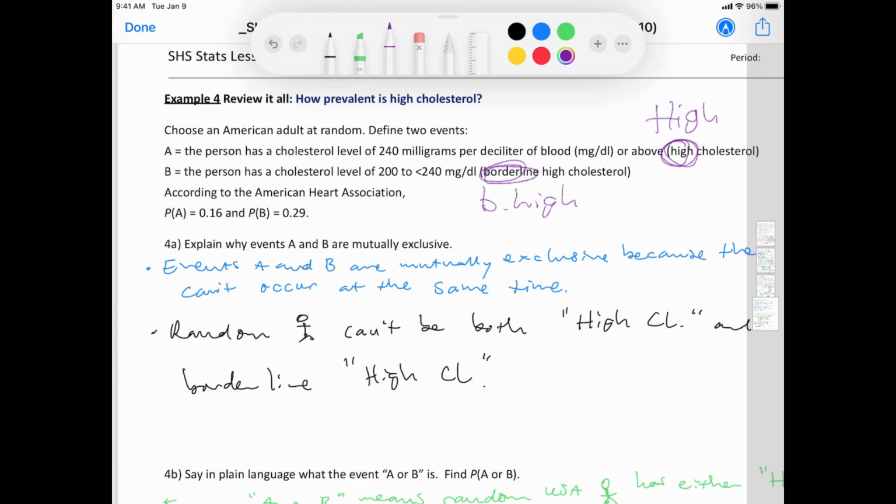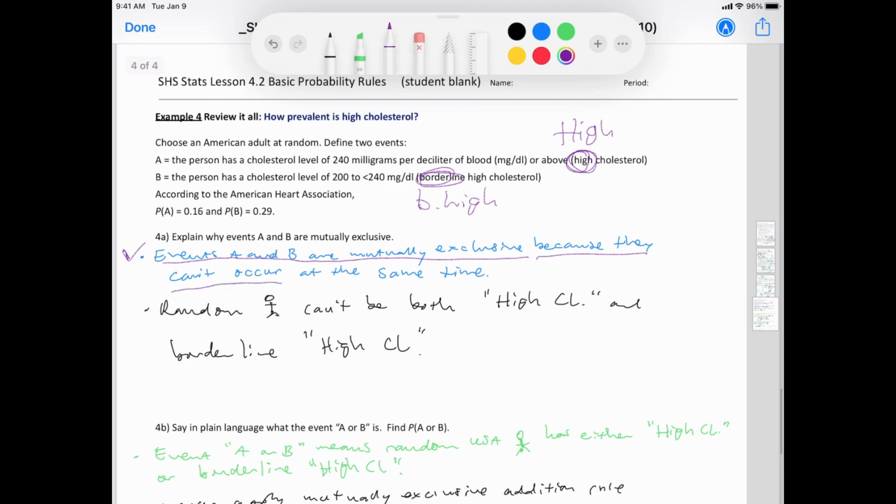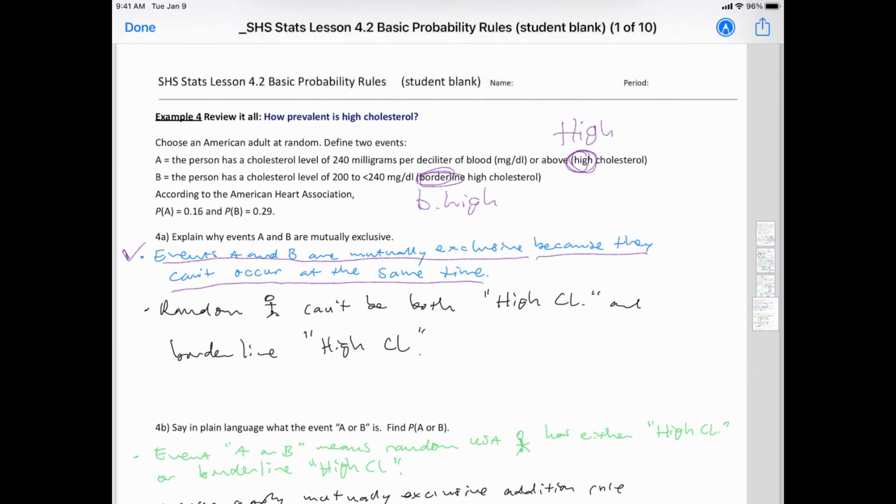Explain why the 2 events are mutually exclusive. The events A and B are mutually exclusive because they cannot occur at the same time. You can't be in 2 categories, right? Remember my example about the divorce? You have to mutually agree to exit. I mean, you have to go one or the other. Second one is a randomly chosen American citizen, my stick figure, can't be both high cholesterol and borderline high cholesterol. Okay, so you can't be in 2 groups. It has to be 1 group.